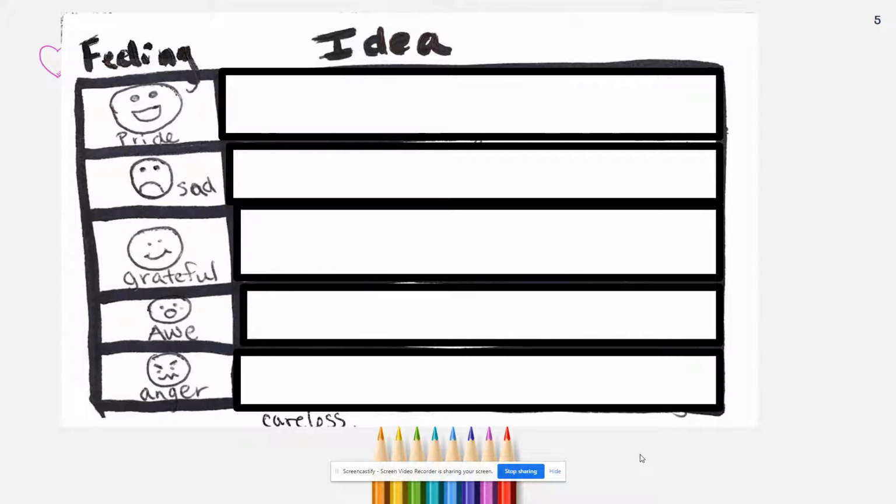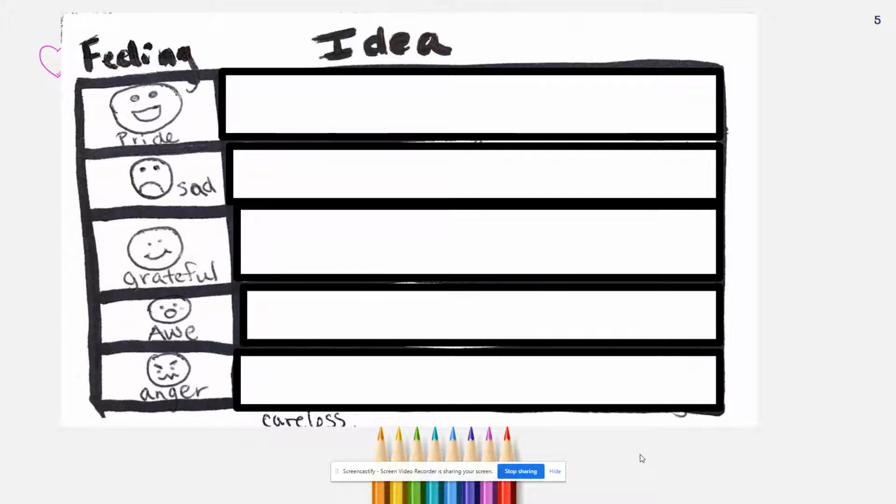Notice the chart and how it has two columns. The first column is your feelings or your emotions column. The emotions we are looking for today are pride, sadness, gratefulness, awe, and anger. And on the right side, the ideas side, you're going to list ideas that you have or moments that you've had where you had pride, where you were sad, you were grateful, you were in awe, or you were angry.